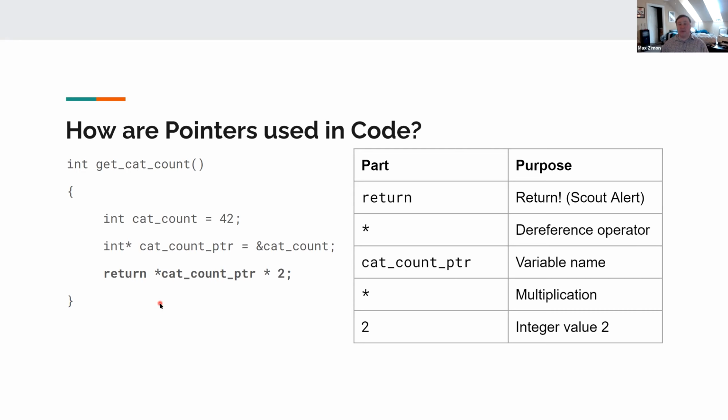The star, remember, means go to that memory location and tell me what you've got there, and read that much data. So we're going to go into this memory location, which at this point is the location of this variable, and we're going to find that data. We're going to read it back out and multiply it by 2, and that's the value we're going to return. So we'll say, okay, find it in memory, and then return that value times 2.